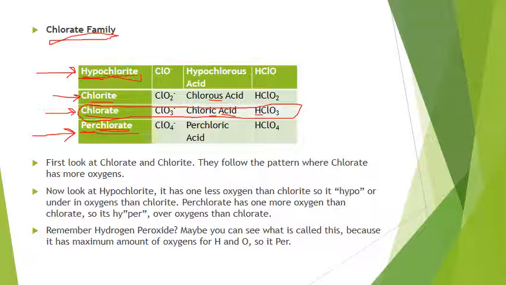Now we learned, with the common covalent compounds, there was something called hydrogen peroxide. Hydrogen peroxide is H2O2. And it's called peroxide because this is the maximum number of oxygens that a hydrogen oxygen compound can have. So per means most abundant, the most amount of oxygens it can have.